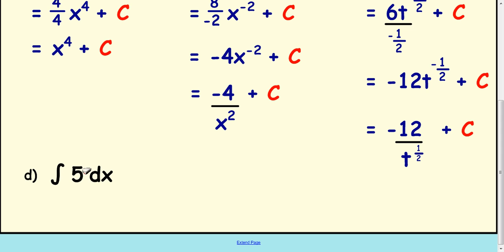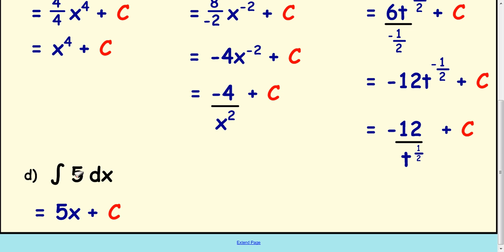And lastly, when you integrate a constant, the easiest way to understand this or think about it, well, there's two ways actually. When you integrate a constant, you get 5x, in this case plus c. Think of differentiating 5x and you would get down to 5, or differentiating 7x you would get down to 7, so we're reversing the process. So a constant just has a variable next to it.